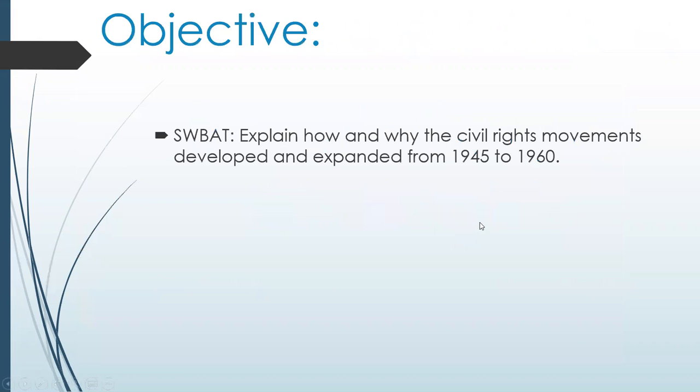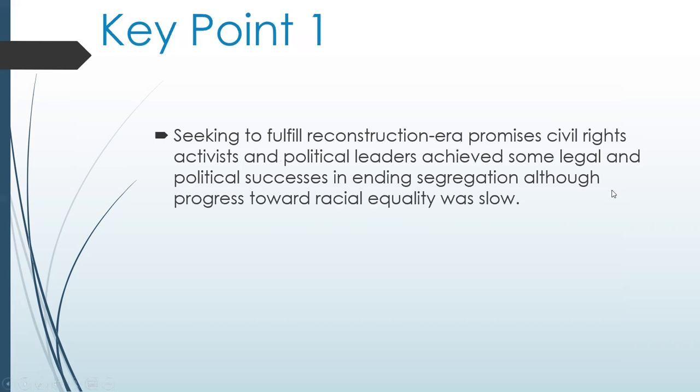So our objective, we're going to explain how and why the civil rights movements developed and expanded from 45 to 60. So prior to 45, there's no real thing you can point to and say that's the civil rights movement. You know what I mean? There's some people that are like, hey, this is unfair. And then that's kind of where it ends, you know? But from 45 and on, post-World War II, essentially, you can start to see little pieces of the civil rights movement, then a full-on civil rights movement. So let's get into it.